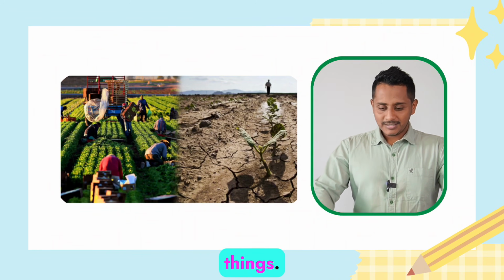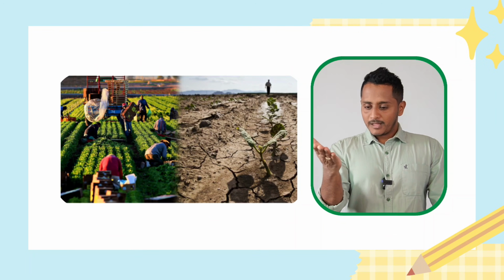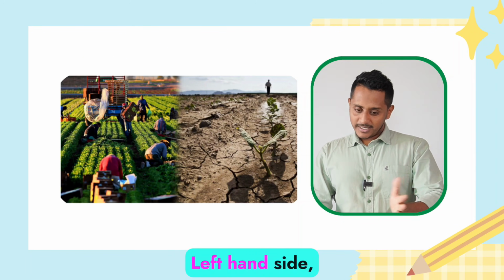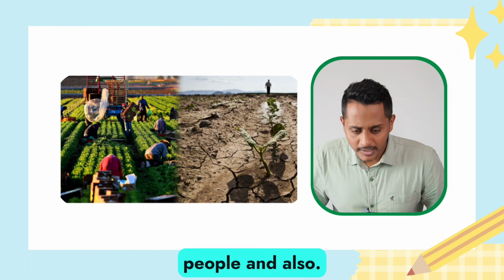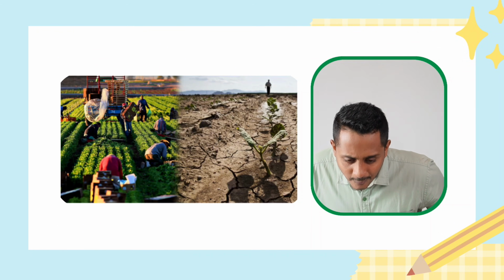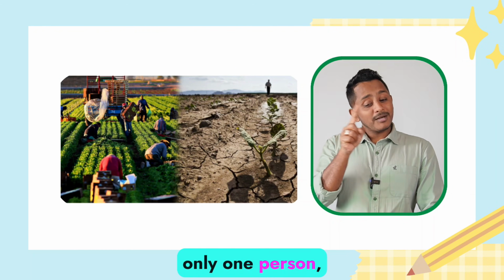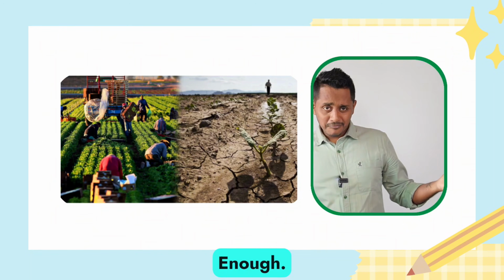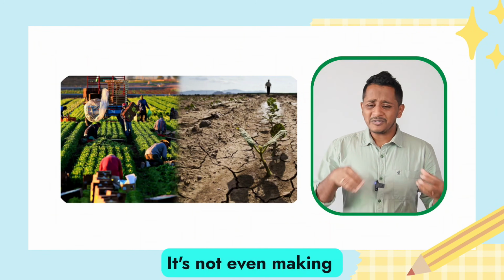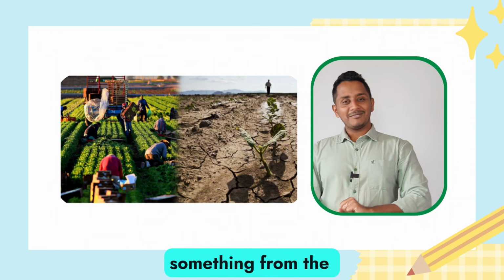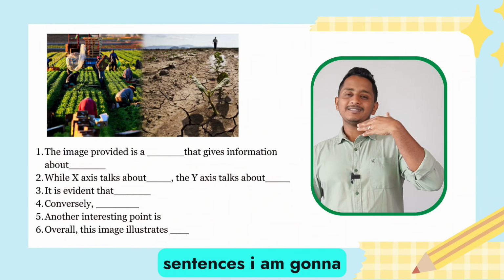Three key main things. On the right hand side, there is a dry land, hardly two or three plants. On the left hand side, it's completely farmland filled with people, and also a vehicle where transportation is happening. Also on my right hand side, there's only one person, but on the left hand side, there are so many people. Enough. I know it did not make sense. It's not even making sense, but for a computer, it's more than enough. As long as you speak something from the image, it should be more than enough. Then these three sentences I'm going to start.